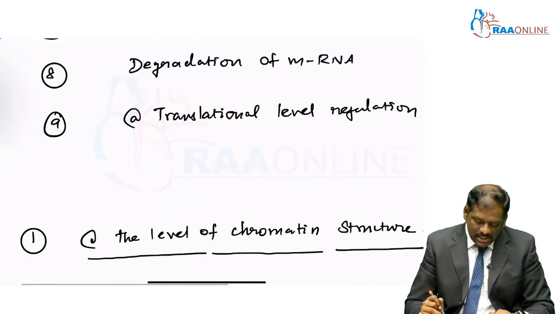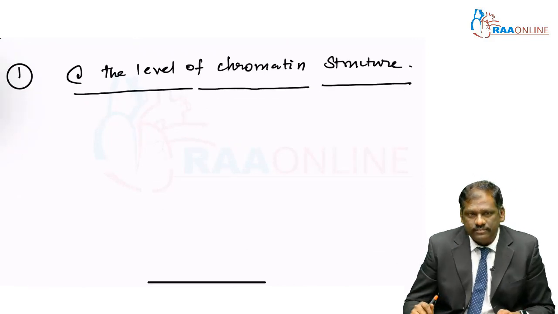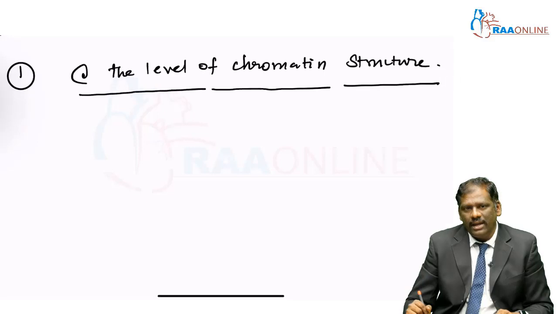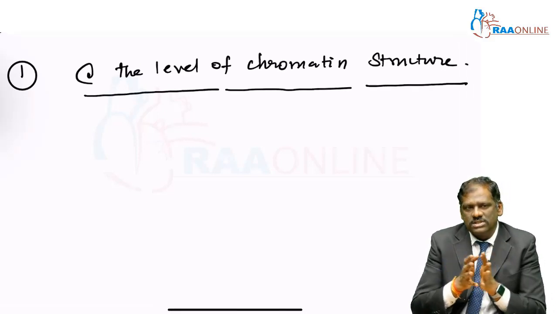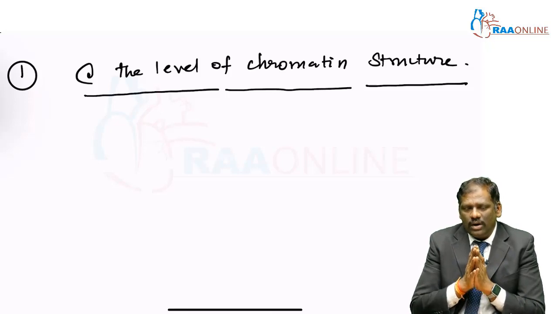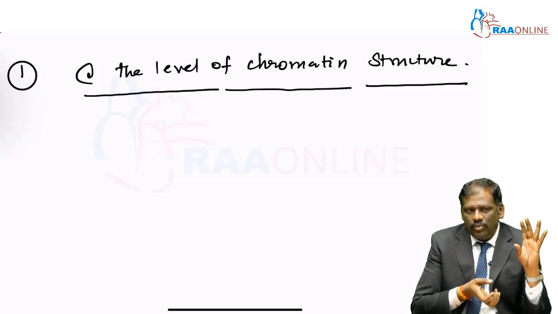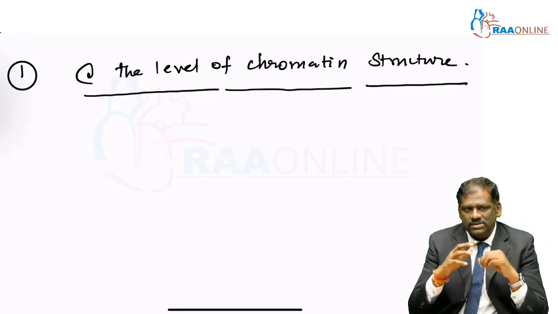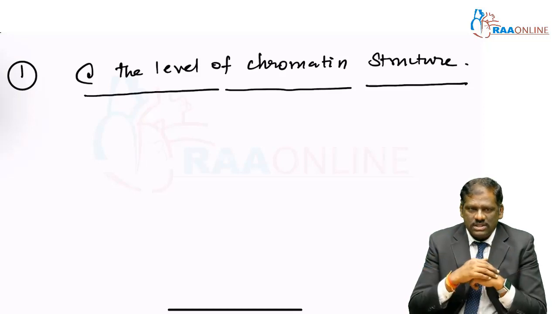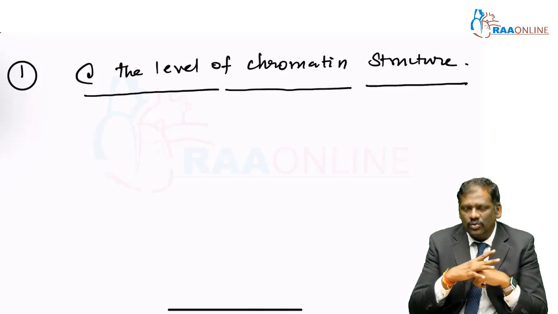Now the first one is at the level of chromatin structure itself. So you all know the chromatins. The euchromatin is the one which is the transcriptionally active region, and the heterochromatin will be seen on both sides near the centromere as well as the telomeric ends. It will always be in a closed state. The euchromatin is the region where the actual transcription is going to occur.